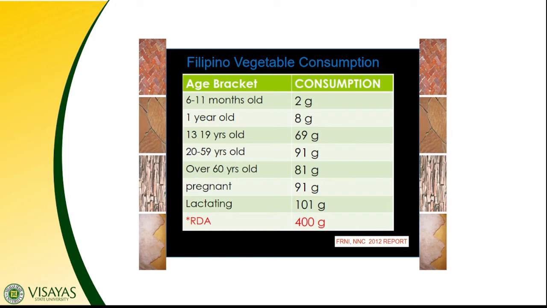Now for the RDA recommendation, our recommended daily allowance is 400 grams. So we are far behind. Our consumption is far behind the RDA of the World Health Organization. So we should strive to eat more so that at least we will be near this RDA value of 400 grams of vegetable consumption a day.